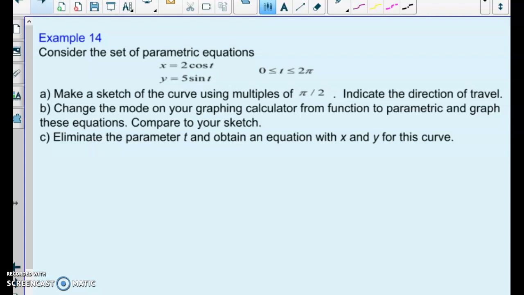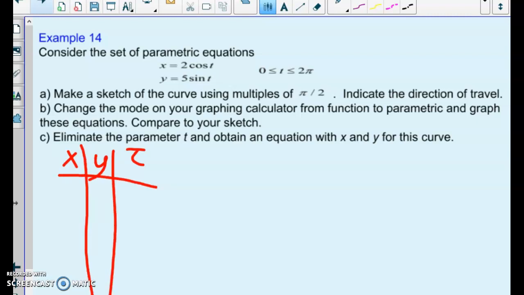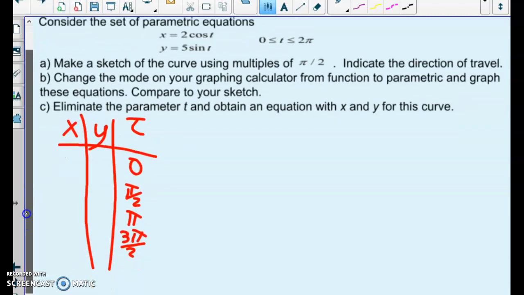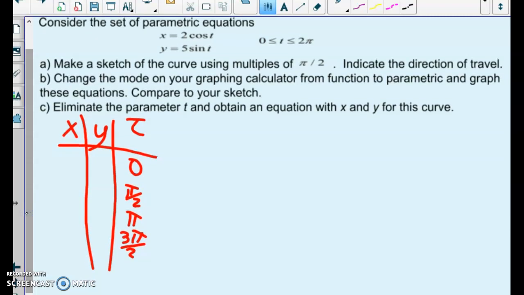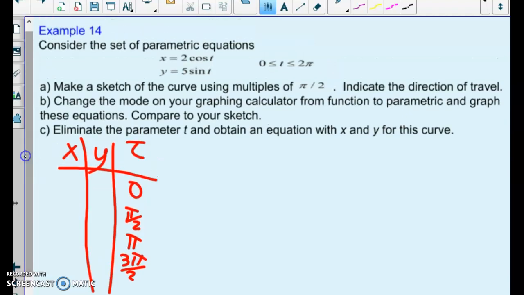Consider the set of parametric equations. x is equal to 2 cosine t and y is 5 sine t. Make a sketch of the curve using multiples of pi over 2. Give the direction. So I'm going to take my x, y, and t values, just like we did before. We're going to do 0, pi over 2, pi, 3 pi over 2, and hopefully 2 pi is going to give us the same thing, so I won't do that. So let's plug in here and see what happens when we plug in these values.